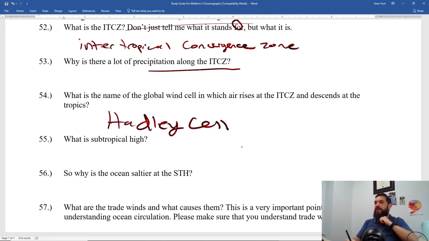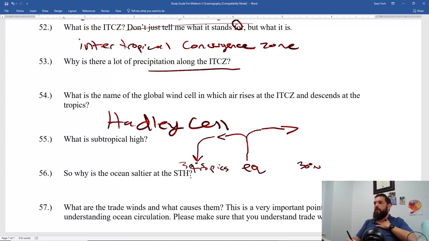What's the subtropical high? You know that air rises at the equator, so I'm going to put it here, EQ, and it's going to go either north or south. Then it's going to come down around the tropics, not right on the tropics. Usually it's more like 30 degrees south, 30 degrees north. It comes down, and that creates the subtropical high. That's the subtropical high. I talked about that in lecture.